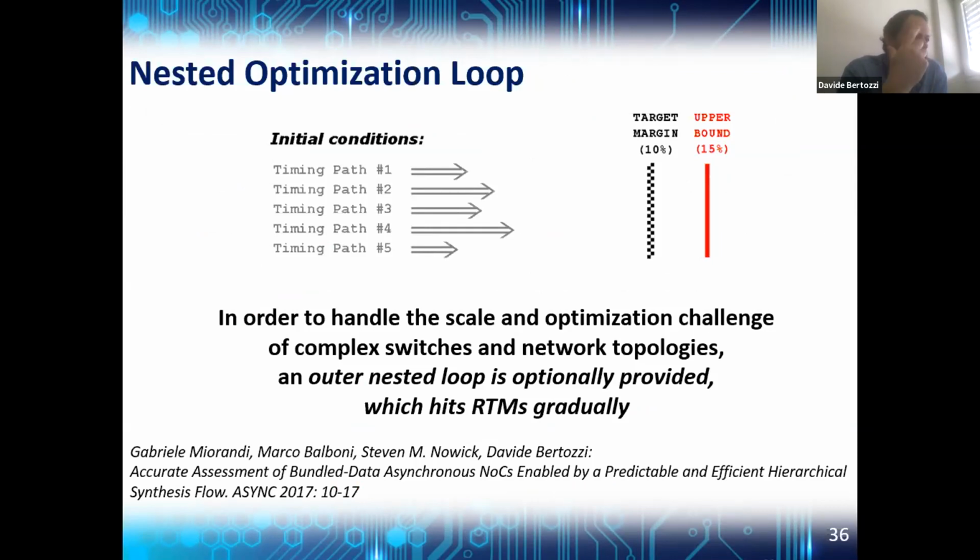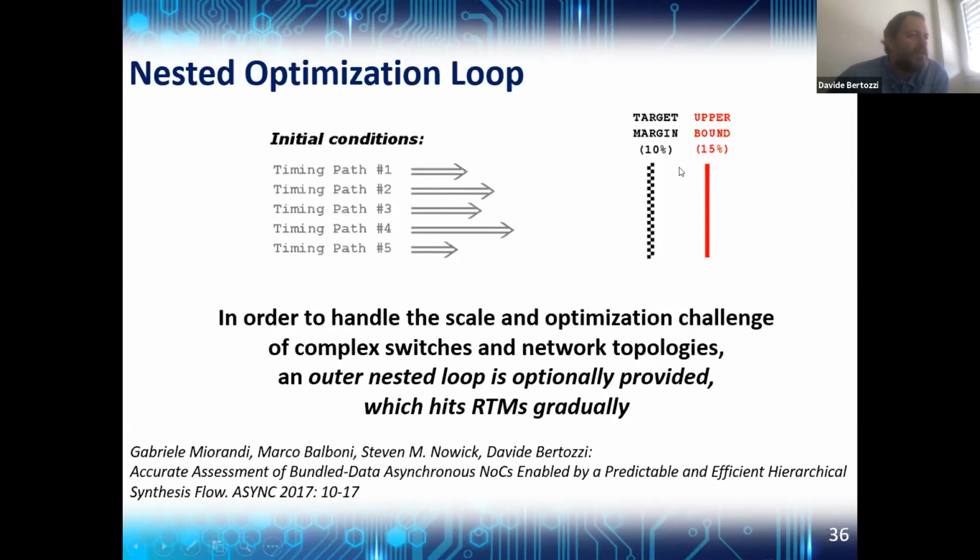And the basic feature of the outer nested loop is to hit relative timing margins gradually. Let's look at this example. So we have these control signals that have to reach a given minimum delay and not to exceed the upper bound.